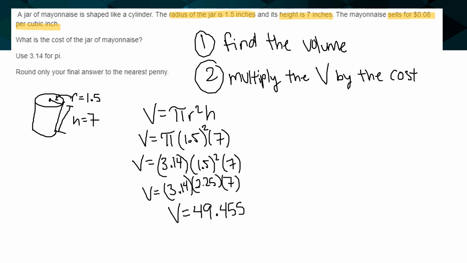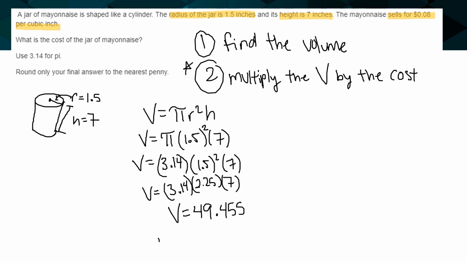49.455. Now remember, that's the approximate volume, and this is why it told us not to round until the end at the nearest penny, because if we round this number right here, we're going to get the solution wrong. We don't want to round our 49.455. We want to leave it as 49.455 until the very end. All right, now for step 2.